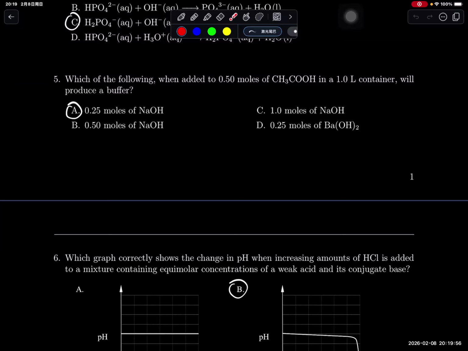Right, same thing with D, right? So barium hydroxide, if you add 0.25 moles of barium hydroxide, it just completely neutralizes the acetic acid, because it has two hydroxyl groups.